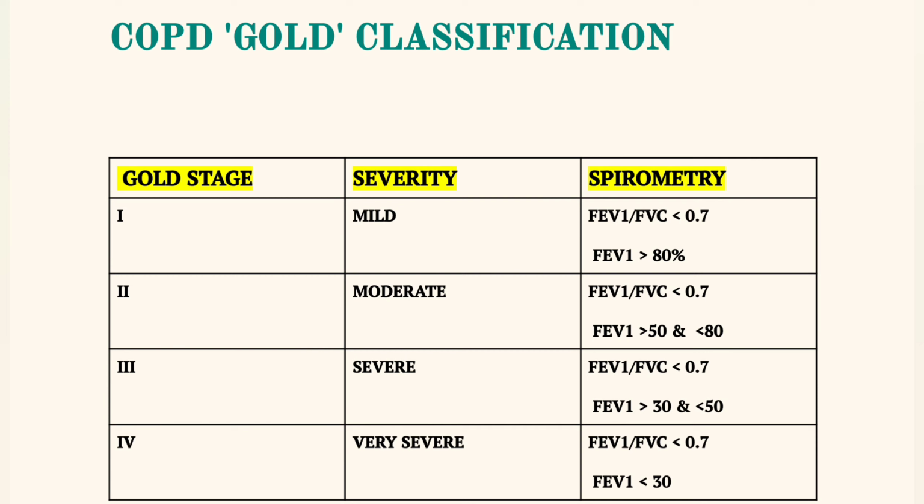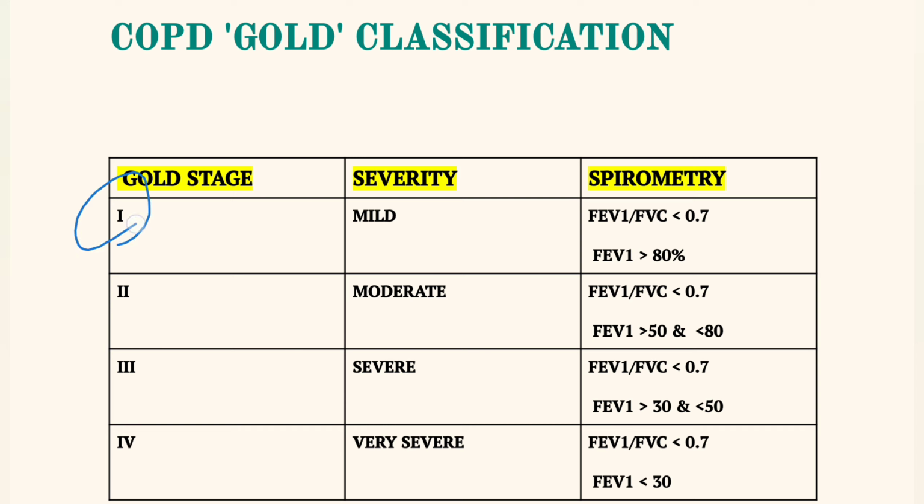Let's talk about COPD GOLD classification. There are 4 stages according to the severity of the disease, which is divided by spirometry investigation. In spirometry investigation, two things should be considered for the stages: the FEV1 by FVC ratio and the FEV1 percentage. Then let's start the staging.